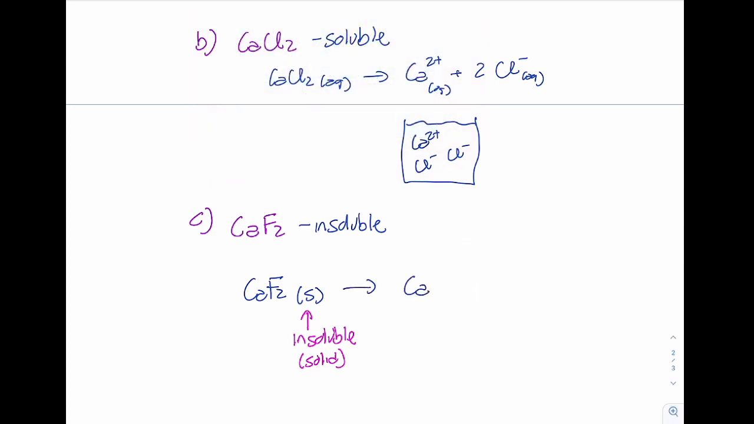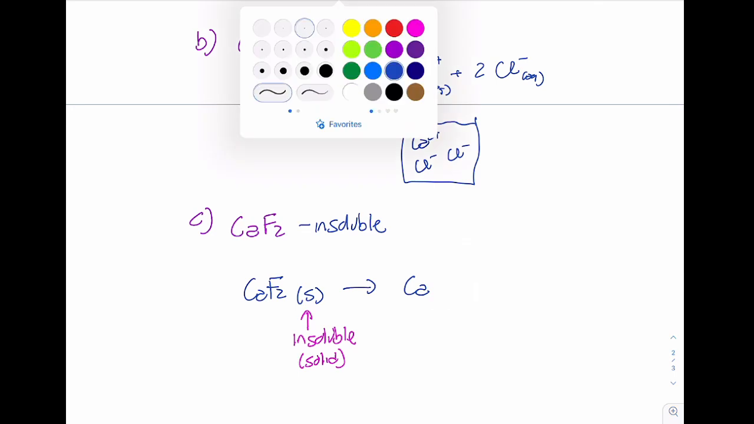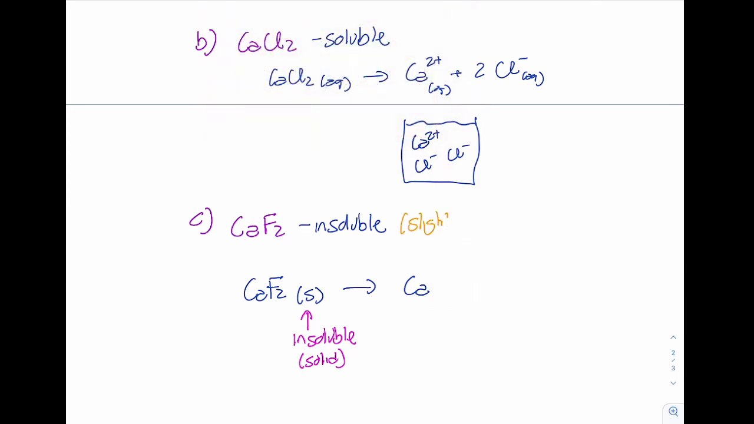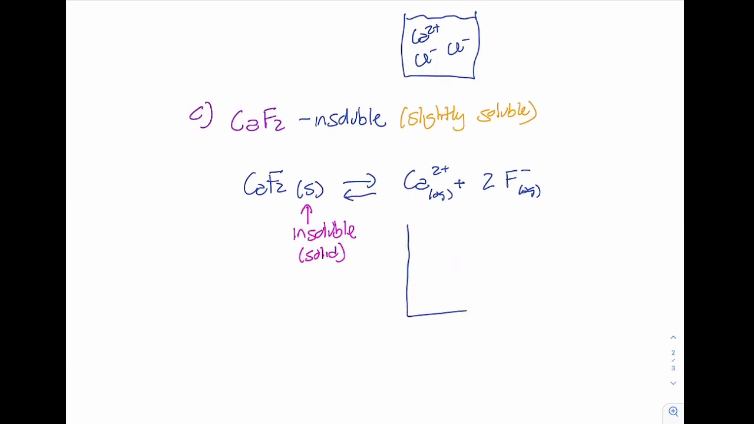Some of it though, we said it is slightly soluble. We're saying insoluble, but remember, it is actually slightly soluble. We've modified that a little bit. So I am going to get some calcium ions. Calcium still wants to lose 2 electrons when it forms an ion, and then 2 fluoride ions. And then this one does go back. If I was to draw my beaker drawing for this one, I'm going to have some calcium fluoride. I'm going to also have some calcium and 2 fluoride ions.